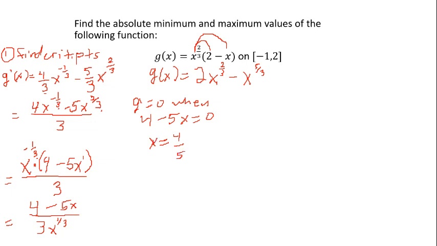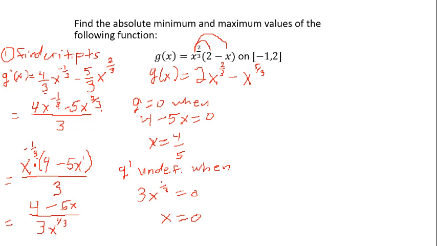However, as soon as you see variables in the denominator, you do have to start thinking about where the first derivative is undefined. So the first derivative is undefined when the denominator, 3x to the power of 1/3, equals 0. And if you solve this for x, you get x equals 0. So these are your critical points. They are candidates for the absolute extrema.